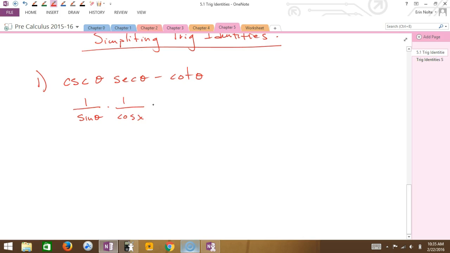The reciprocals. The ratio one is for tangent and cotangent. Cotangent is what? Cosine over sine, yes. Cosine over sine.